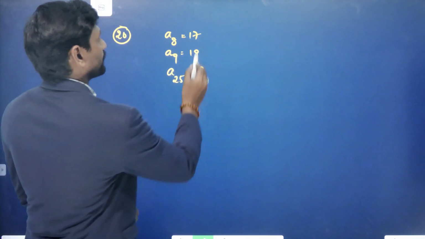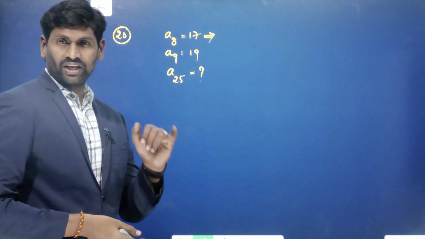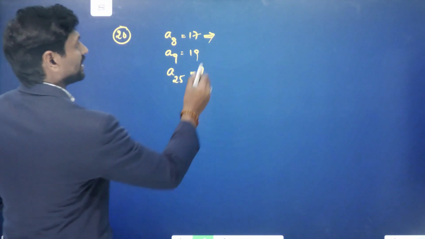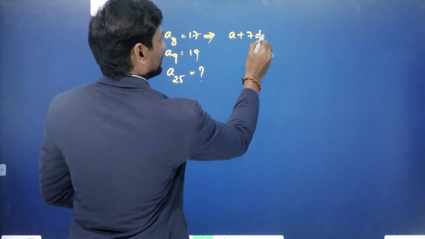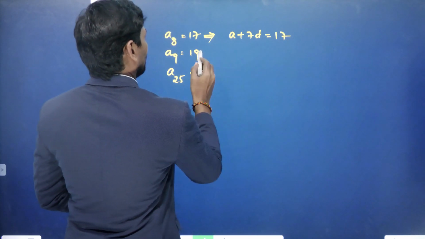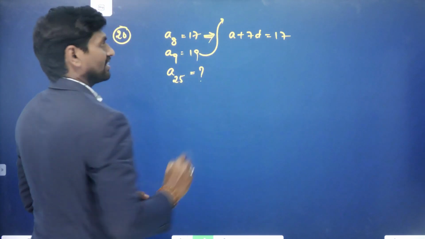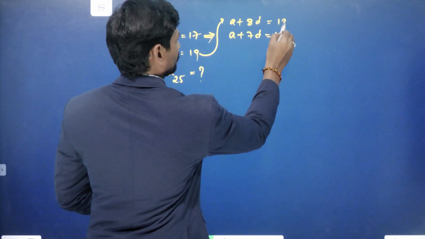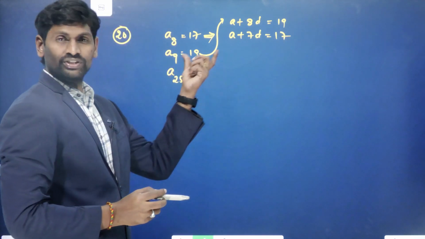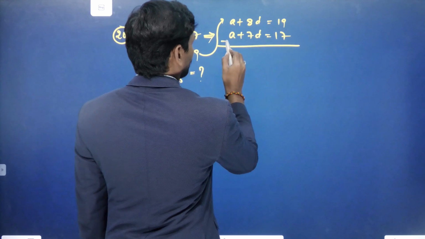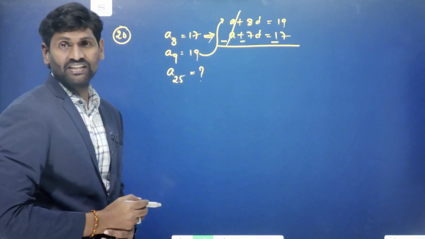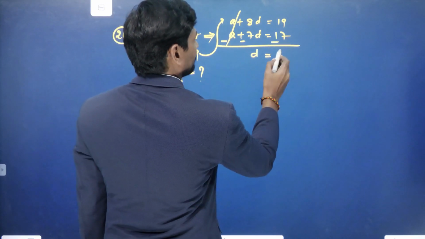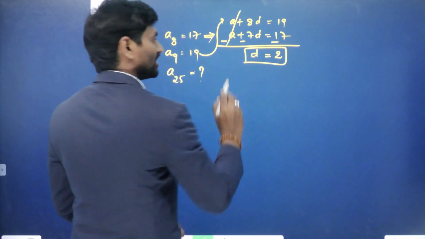What is the nth term formula? First term A, second term A plus D, 10th term A plus 9D. Same way, the 8th term is A plus 7D. So A plus 7D is 17, and the second one I am writing here, the 9th term, A plus 8D is equal to 19. Okay? The 9th term is A plus 8D. Now I am going to subtract. A minus A cancels. 8D minus 7D is D, and 19 minus 17 is 2. So the common difference we found.